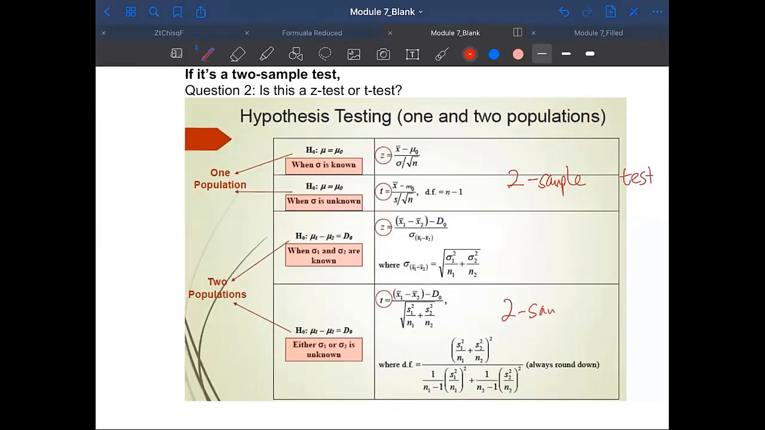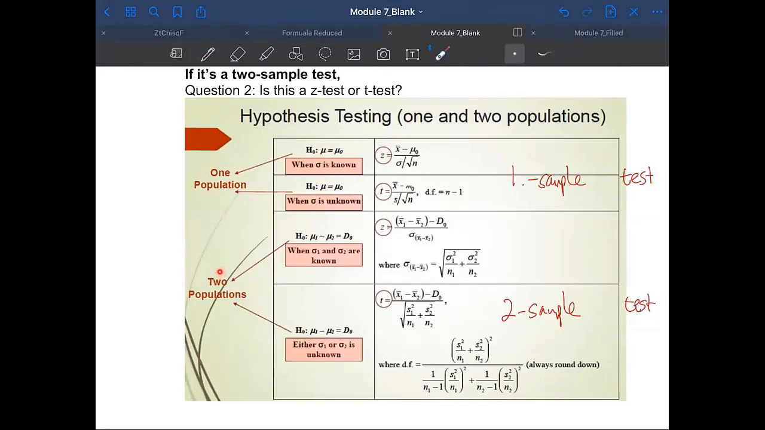Isn't it whether or not you're given the population standard deviation? Yes, absolutely. That's absolutely correct. Okay, so let's see. The first one, what we have here is one population. As you can see here, one population. So there's only mu here.